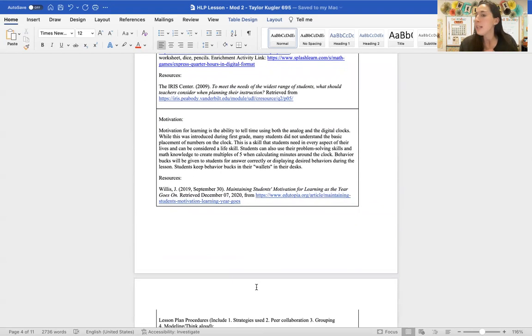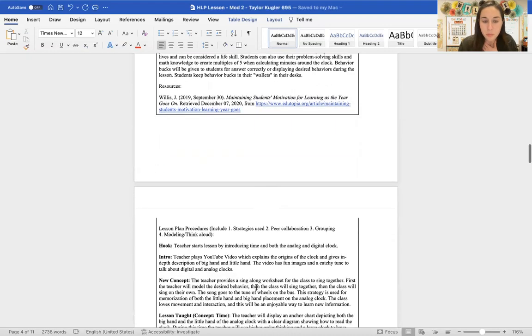Motivation. So they need to know how to do this through the analog and digital clock. During first grade, they do learn somewhat about this, but not many of them could tell time. So their motivation could be to apply it into real life. Also, they are motivated by their behavior bucks. So with the desired behaviors, we'll be able to give out the bucks to help them.